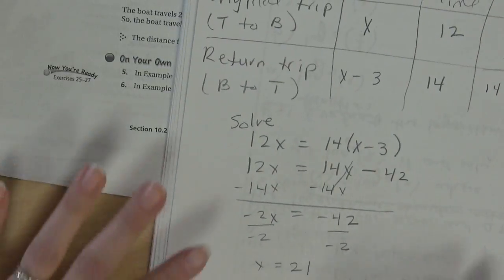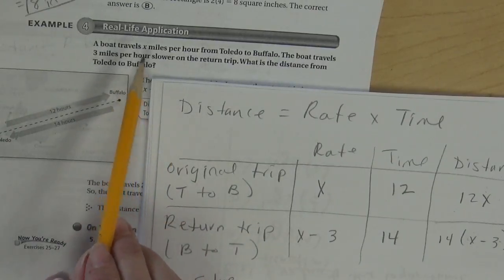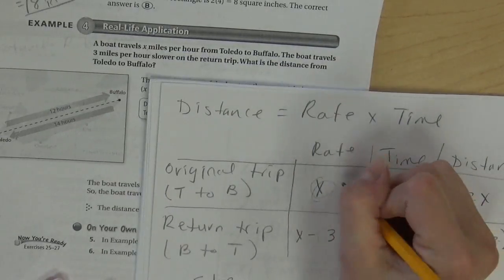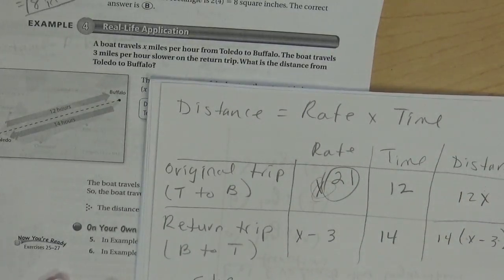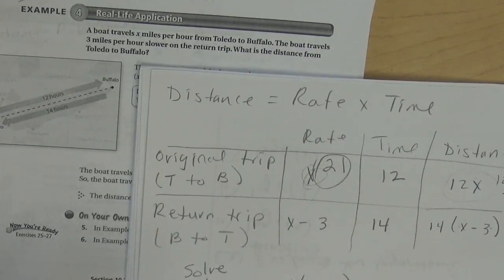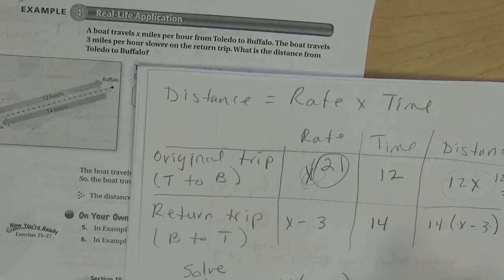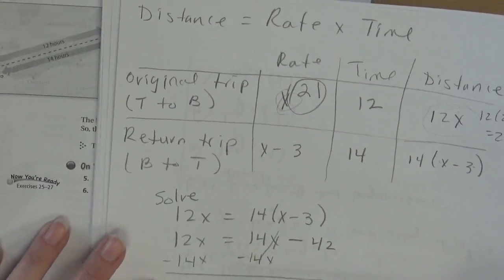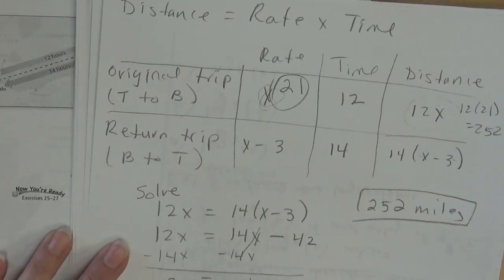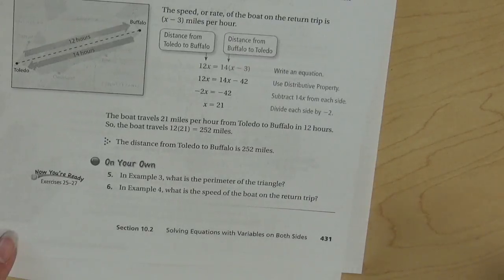Now what did x represent? I've got to go back and check what it's supposed to be. They told us that x is the miles per hour from Toledo to Buffalo. So that means this value in the table is the number we got, 21. Okay, so we have 21 for that one. What are they asking us to find? They want to know what is the distance from Toledo to Buffalo. So we need to find 12x. So 12 times 21 would give us 252. Okay, so we're getting 252 miles for our answer. I'm totally out of space here. 252 miles is the answer I got. And that was it. The distance from Toledo to Buffalo is 252 miles.